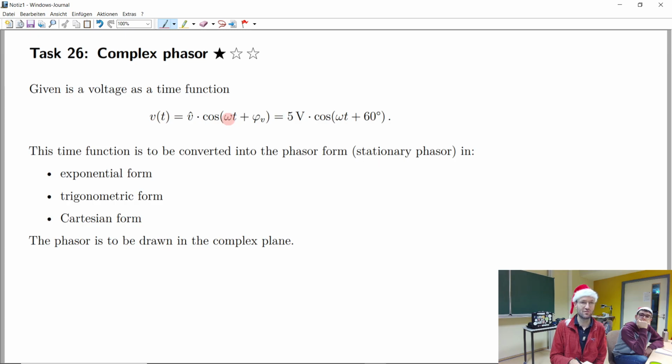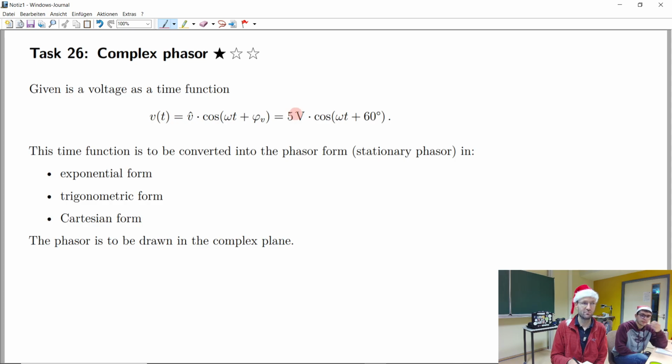What is this omega? Yeah, this is our angular frequency, we would say. So if it would be something that is mechanically rotating, then we would call it angular velocity. So for us, it's some angular frequency. And what is the phi? Phase. This is the phase shift, exactly. And so this cosinusoidal voltage function, harmonic voltage function, has an amplitude of 5 volt.